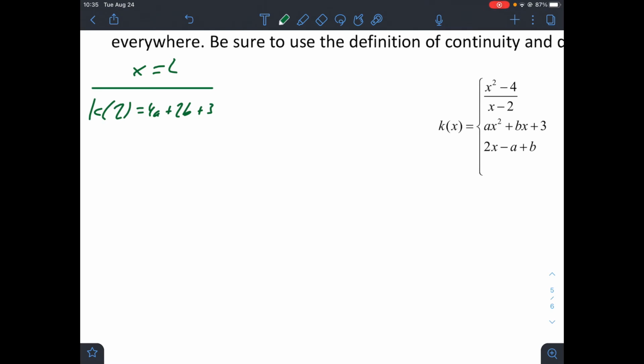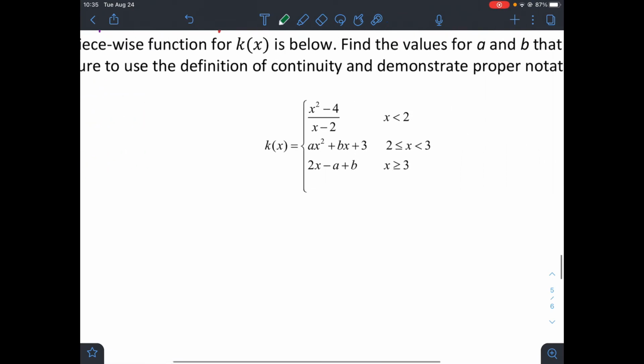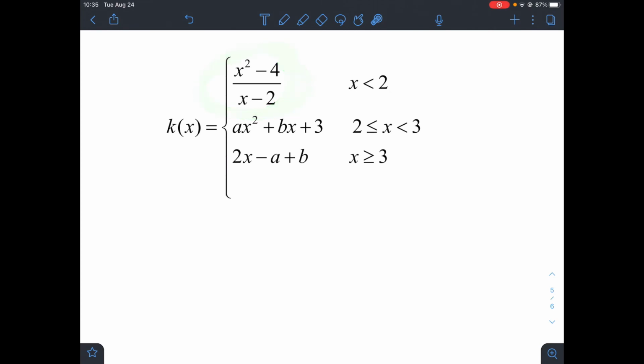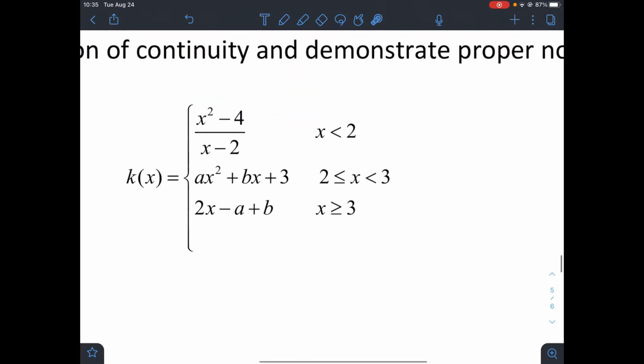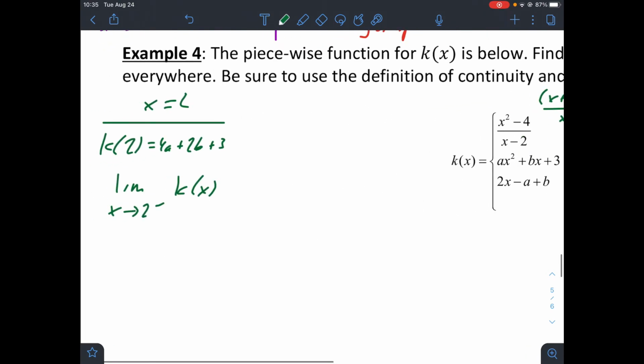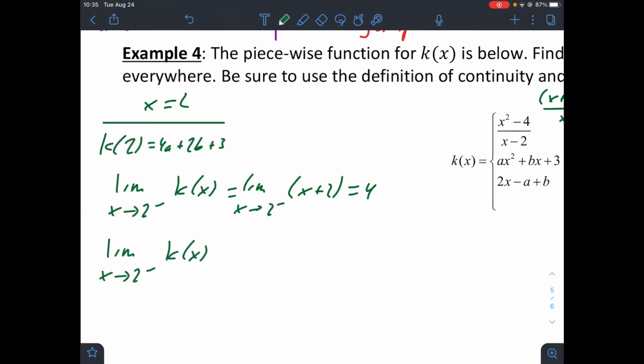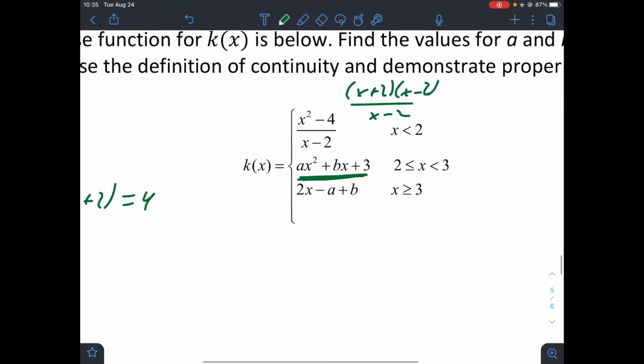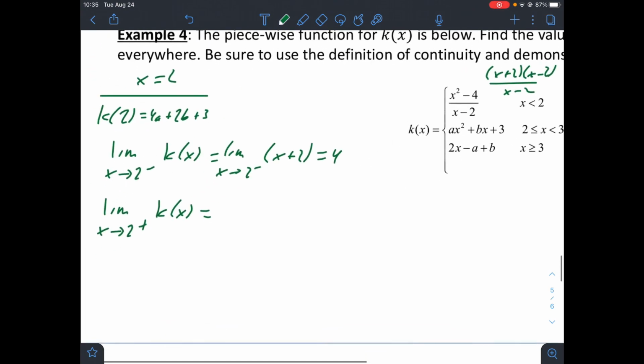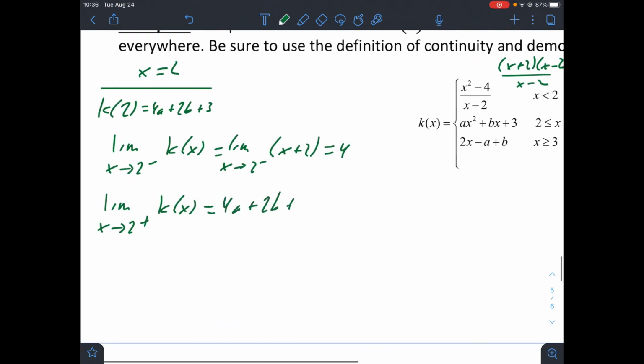Now the left-hand limit, as x approaches 2 from the left of k of x, we're going to put 2 into here. But we can't put 2 into here. So what we've got to do is factor that. All right, that would be x plus 2, x minus 2 over x minus 2, which ends up being just x plus 2. So the left-hand limit would be the limit as x approaches 2 from the left of x plus 2, which is 4. And then the right-hand limit, we would put 2 into here, but we already did that. All right, and we got 4a plus 2b plus 3.